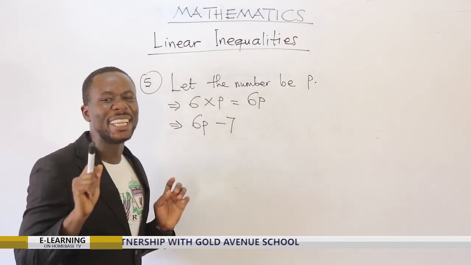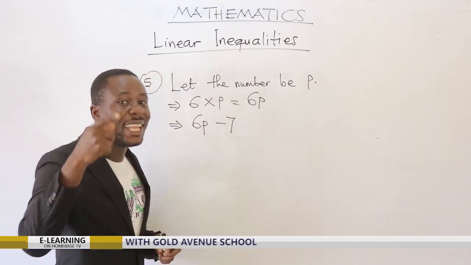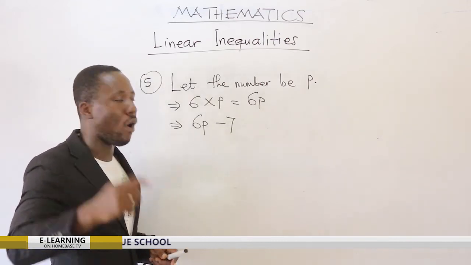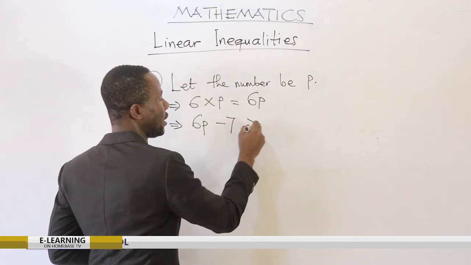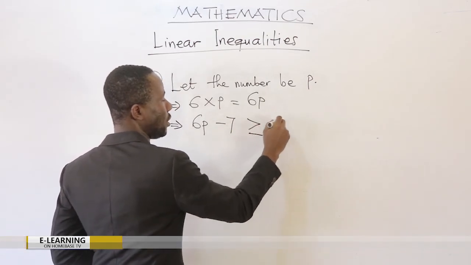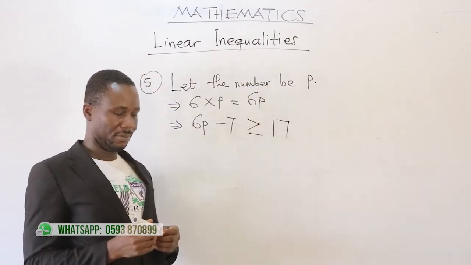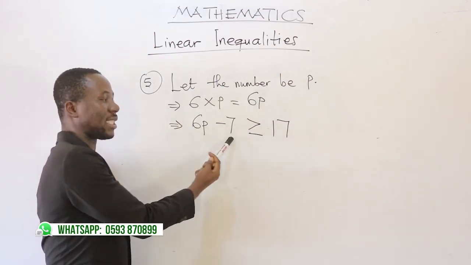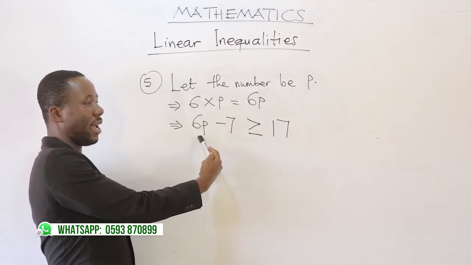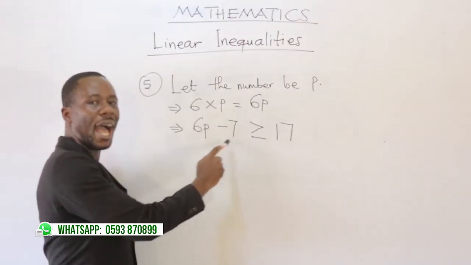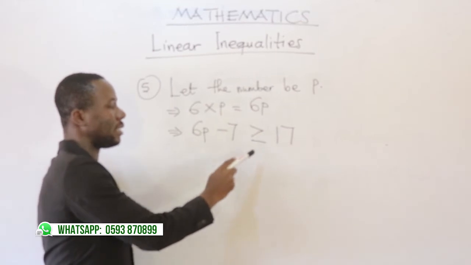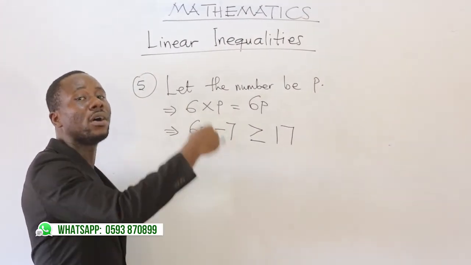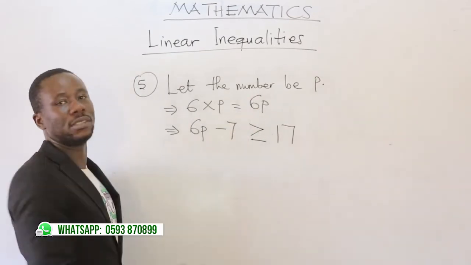And the result is at least 17. At least means it can be 17 or more. So the result is greater than or equal to 17. Good. Hope you got it. 7 is subtracted from 6 times a number, and the result is at least 17. At least is the same as greater than or equal to 17.